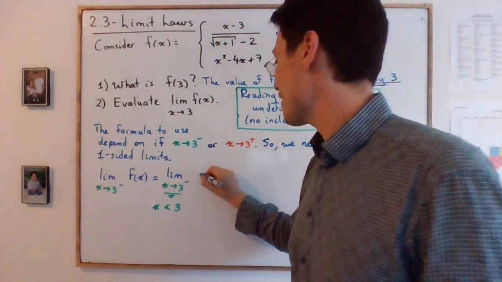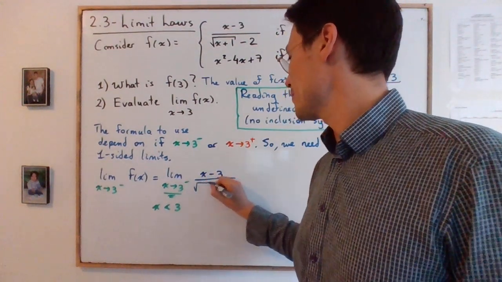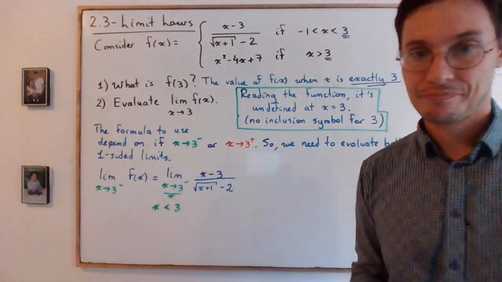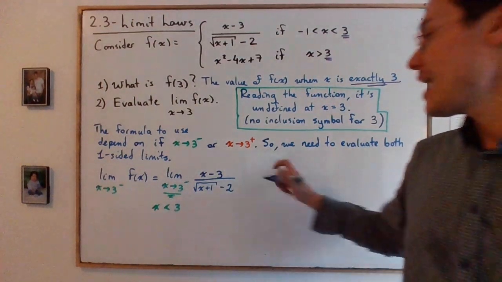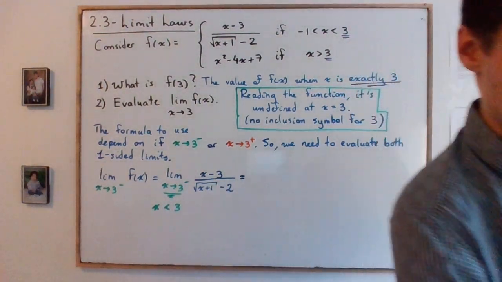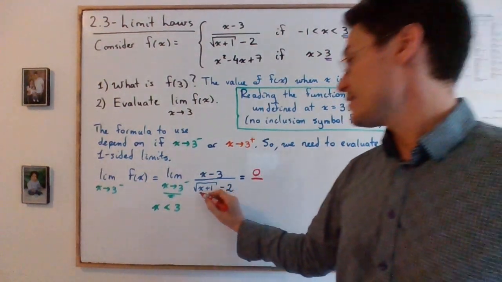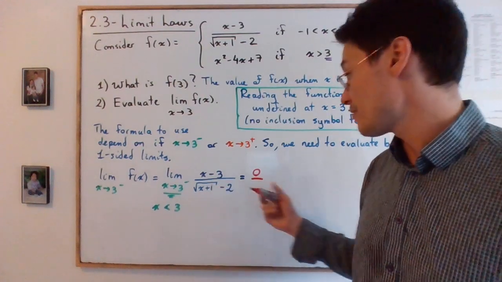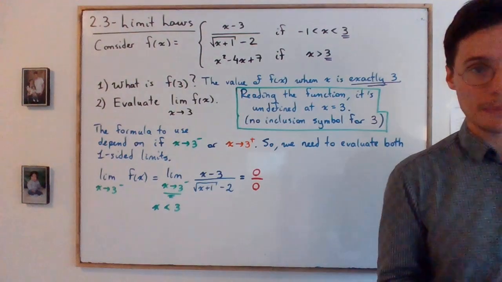So here goes. You have x minus 3 divided by the square root of x plus 1 minus 2. As you replace x with 3, you will get 0 over, and there you're going to get 3 plus 1, so 4. The square root of 4 is 2, minus 2 is 0. So you're going to get 0 over 0.